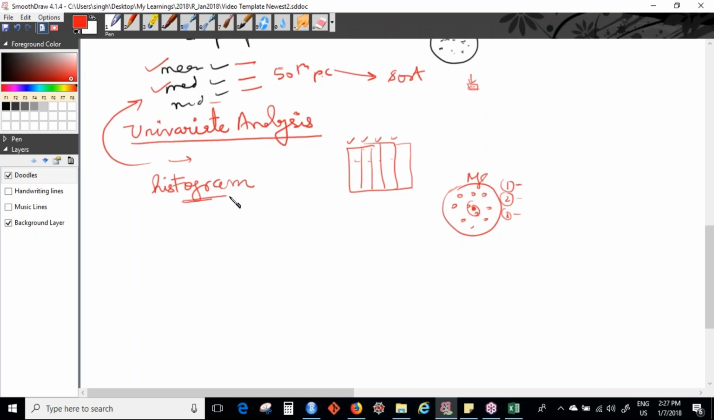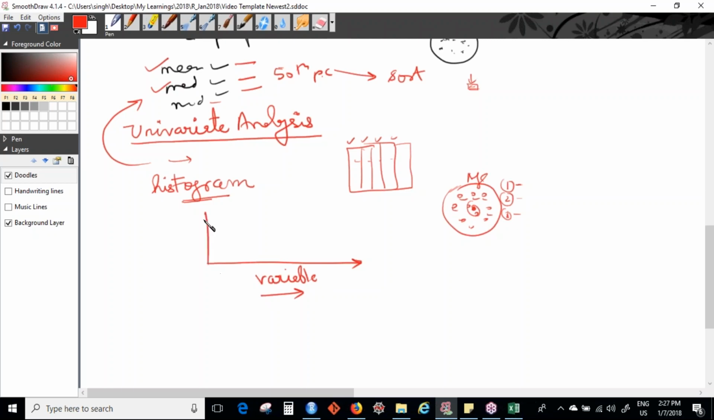But if you take a histogram, you don't lose any information. You will take into consideration everybody's salary. Okay, so the x-axis of a histogram is the variable under consideration, whatever the variable is. In this case, let's say the salary of all engineers in Bangalore.